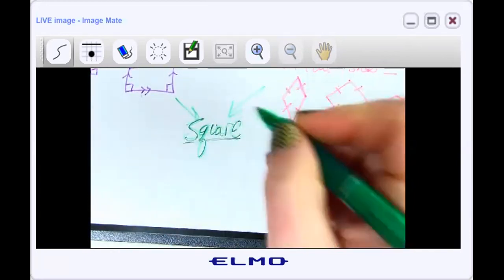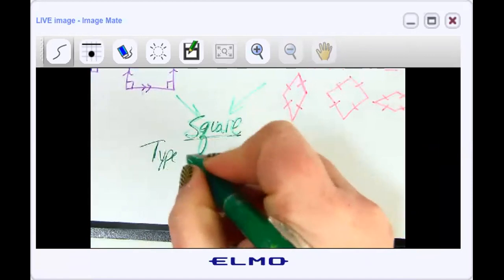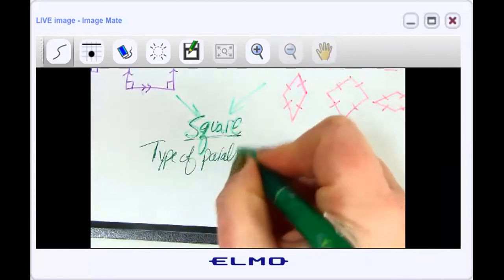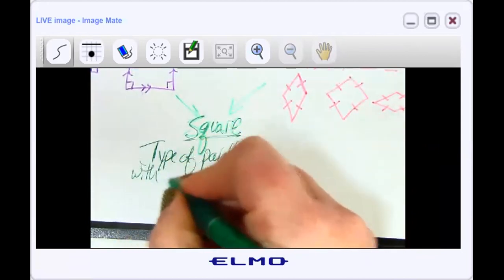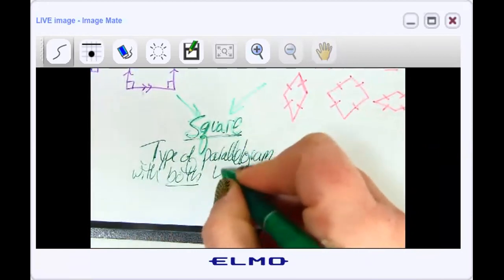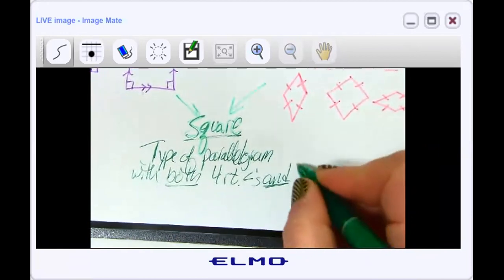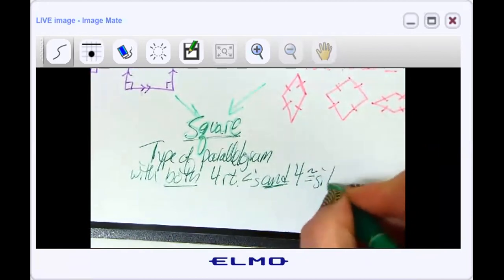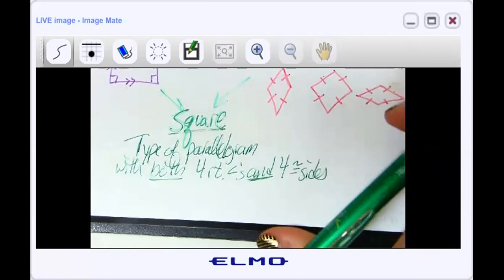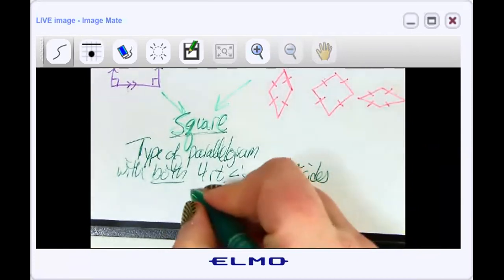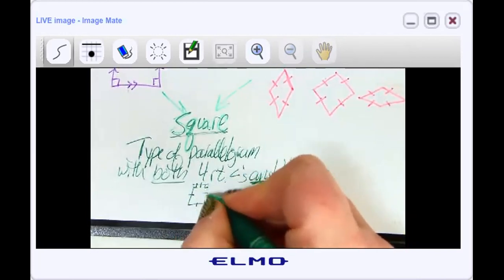Okay, square. So square, a type of parallelogram, with both 4 right angles and 4 congruent sides. And of course, I know you know what a square looks like. All 4 sides the same and all 4 right angles.